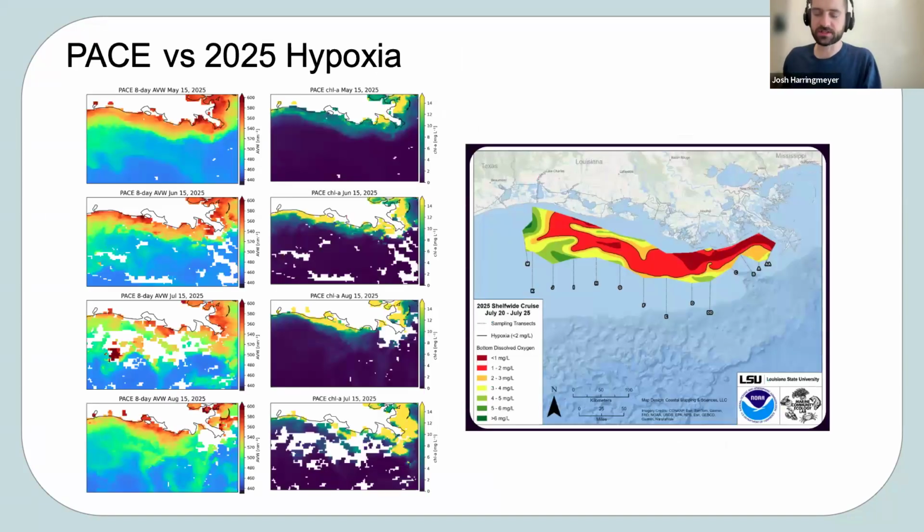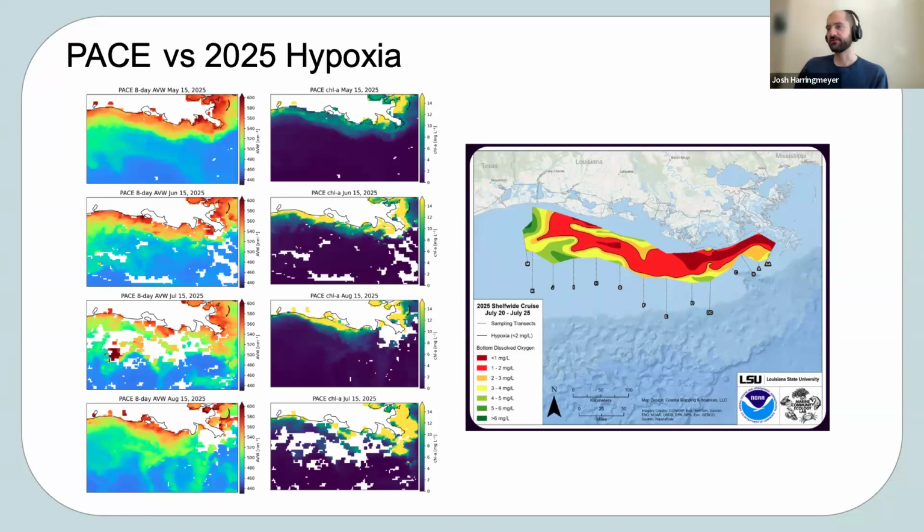And so our first thought was to compare mapped PACE data to the Gulf hypoxia data to try to understand, from visual inspection, whether there are relationships between the color of the water, the AVW, and the chlorophyll A concentration. So shown here for the 2025 cruises and imagery from 8-day composites centered on the 15th of each month from May to August, we see a progression of high chlorophyll along the coast through these summer months. And this correlates with the areas where dissolved bottom oxygen was the lowest, where we had the most hypoxia.